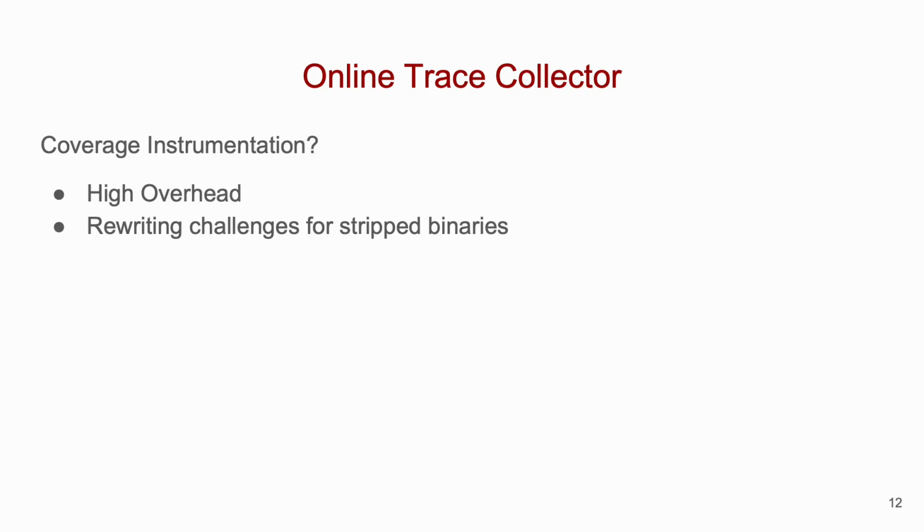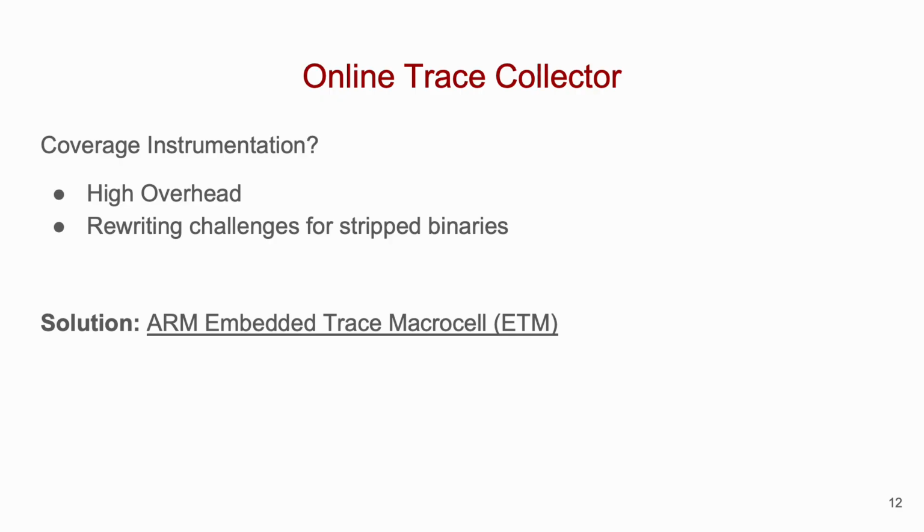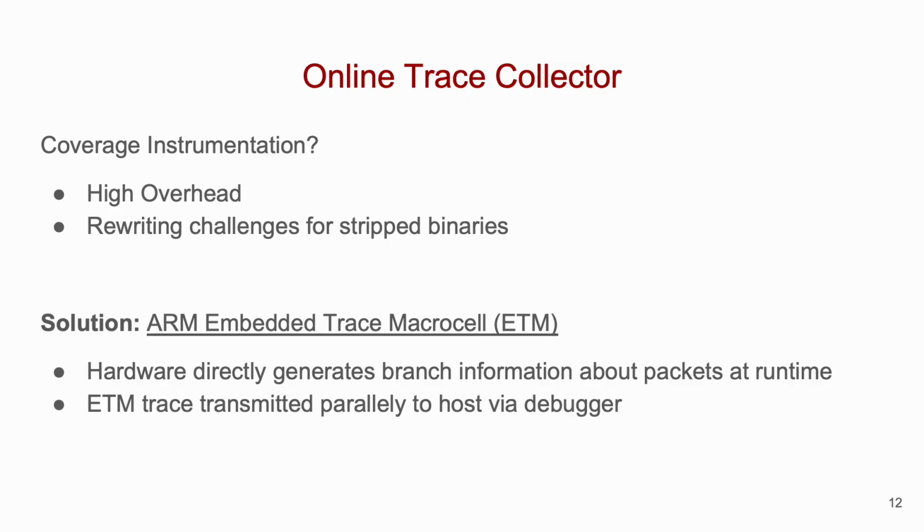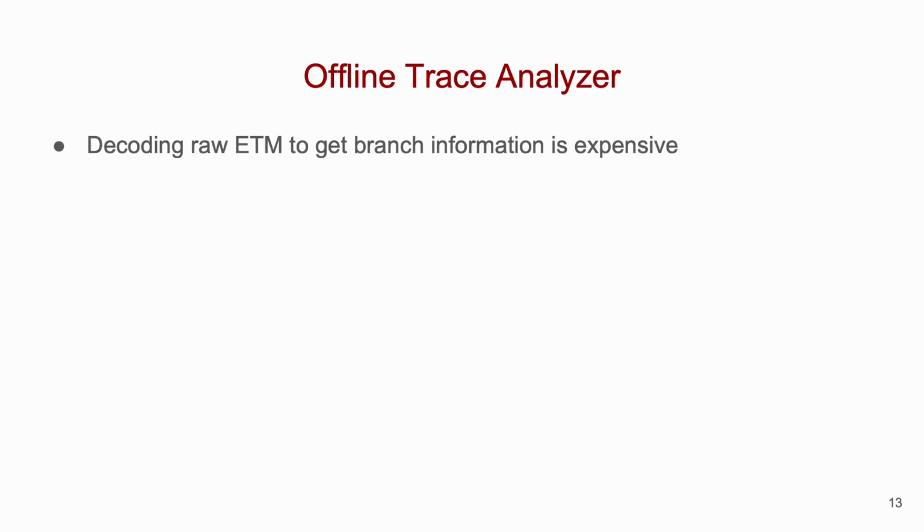As such, the authors of this paper propose using embedded trace macrocell technology provided by ARM for control flow analysis on ARM embedded devices. They repurpose the ETM trace to extract code coverage information that is compatible with AFL. The hardware directly generates and communicates this ETM trace to the host in real time while the target is executing. The offline trace analyzer runs on the PC and processes the raw ETM data. The result is provided to AFL to maintain the bitmap of code coverage. Decoding the raw ETM data to get the branch information is expensive since it needs to disassemble the firmware and align the instructions with the raw trace.